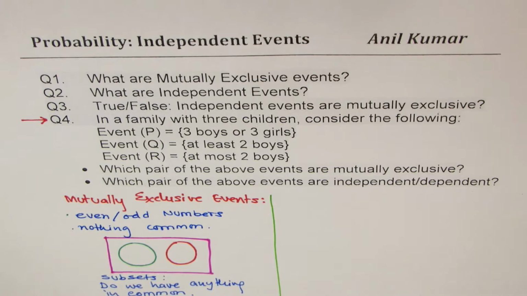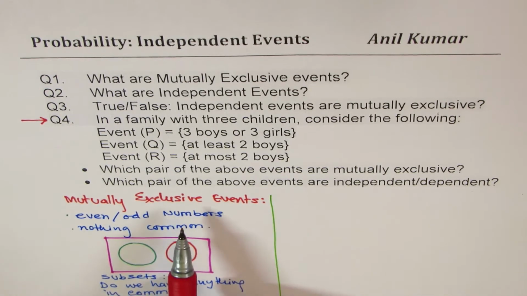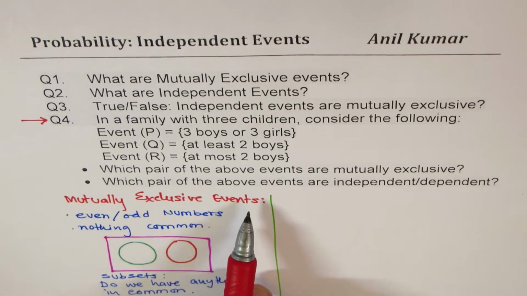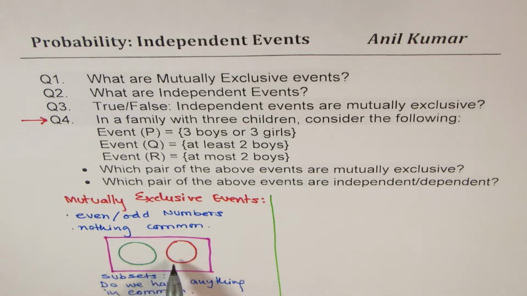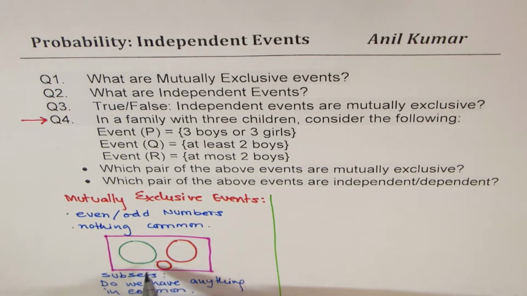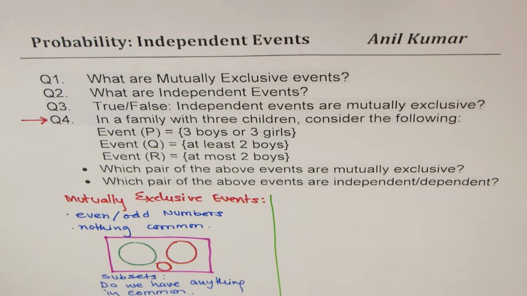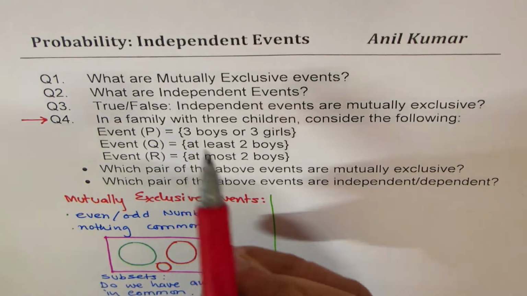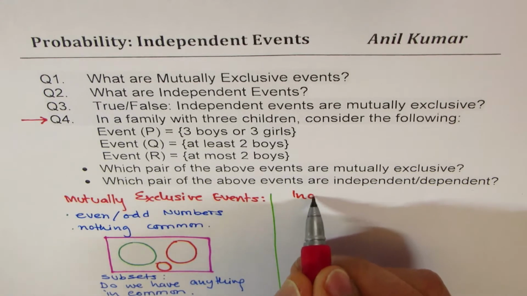It is a very important context, and that's why we are revisiting. Mutually exclusive are the events where nothing is common between those events. Two or more events are mutually exclusive. The third event could be kind of like this, right? Nothing is common. Now let's talk about independent events.